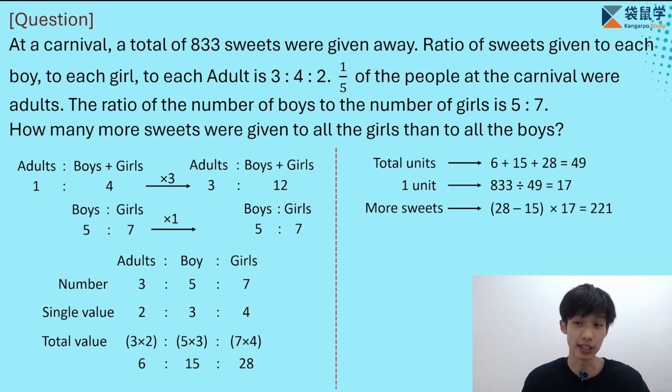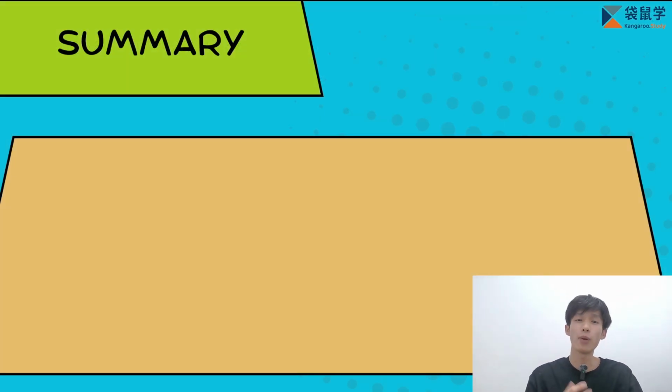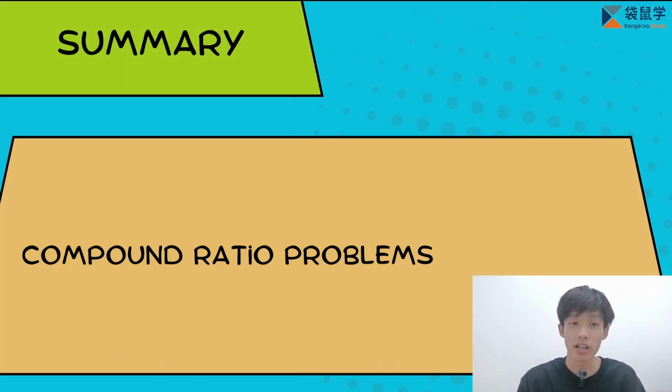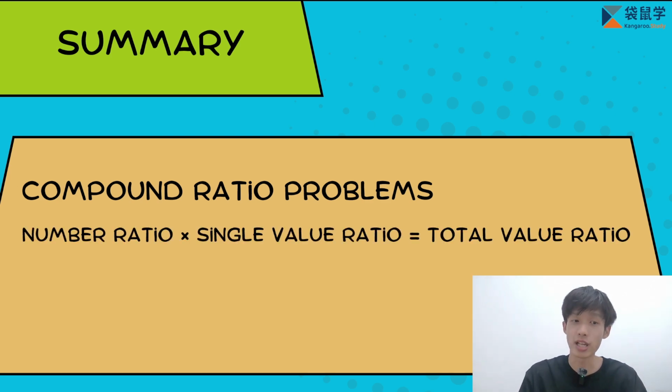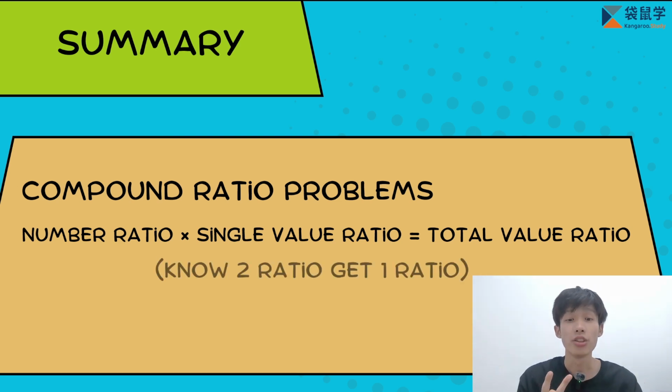And let's do a summary for this question. So all we learned in this video is about the compound ratio problem. And what does it actually mean? Inside the compound ratio problem, if we know any two of the ratios, for example, we know the number ratio and single value ratio, we can just times them together to give us the total value ratio. And we can also do it the other way. If we know any two ratios, we can get the third one: know two ratios, get one ratio.